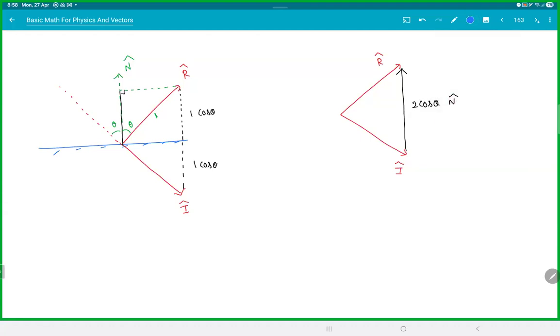And now here I can write this thing as a triangle of vectors. Look at this. If I go from here to here, here to here, and then come back here, that is, if I go I cap plus 2 cos theta n cap, and if I go reverse of r cap, minus r cap, I come back to the same point. Agreed? So this is a 0 vector. So I can write r cap as I cap plus 2 cos theta n cap. Clear so far?